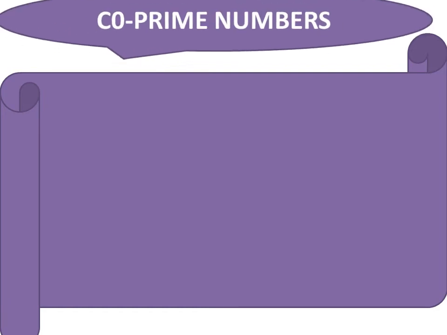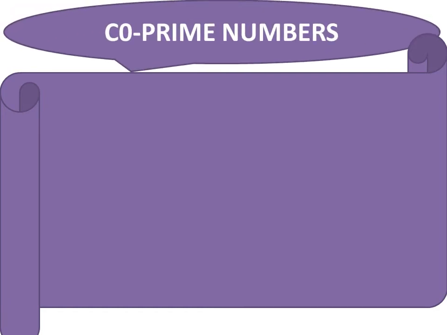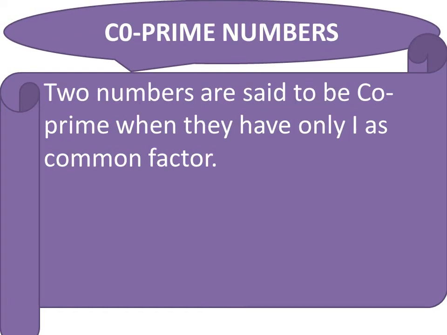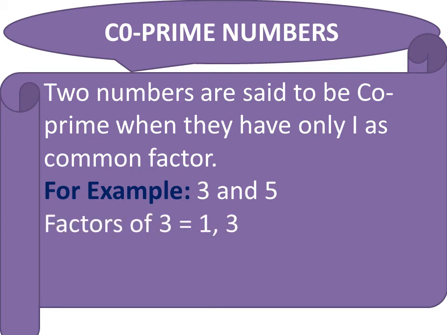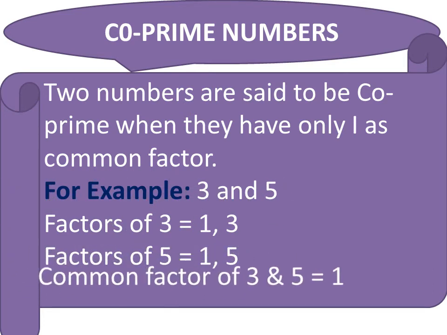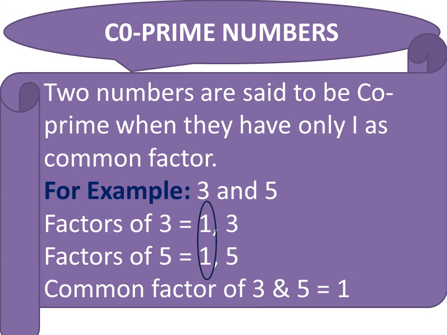Our next topic is co-prime numbers. Two numbers are said to be co-prime when they have only 1 as a common factor. For example, 3 and 5. We know that the factors of 3 are 1 and 3. Then the factors of 5 are 1 and 5. And the common factor of 3 and 5 is 1. So 3 and 5 are called co-prime numbers.